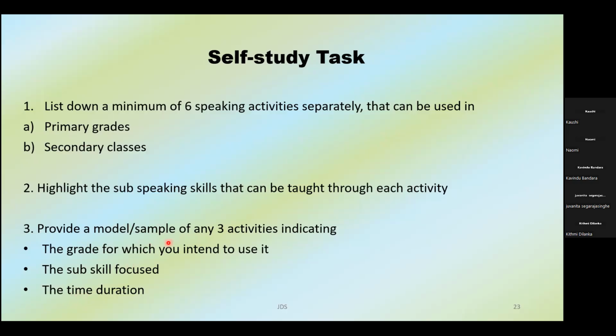Model activity, right? So the model of an activity, if it is going to be a story, you have to give the story. You have to write out the story. It can be the crow and the pot of water or any kind of story. Put the title and write the story. Underneath, write for which grade you are planning to teach this story as a speaking activity, and the grade, sub-skills and the time duration.